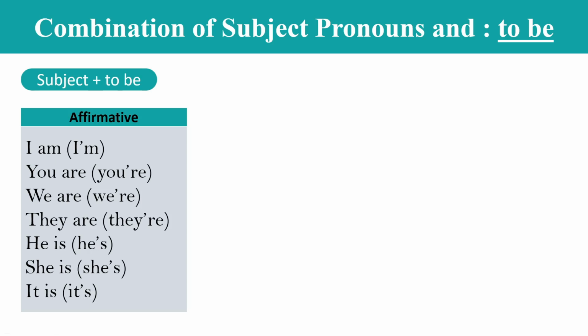Let me tell you how to contract the to be verb with the subject pronoun. You just need to remove the first letter of the to be verb. Instead, use an apostrophe like here. It's very easy. Now, let's see the negative form.